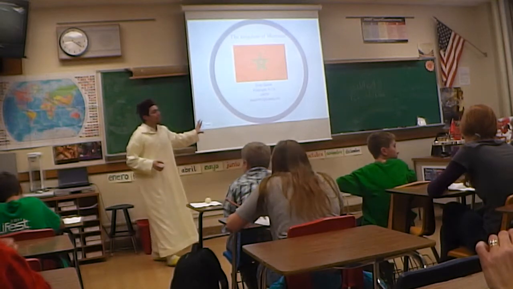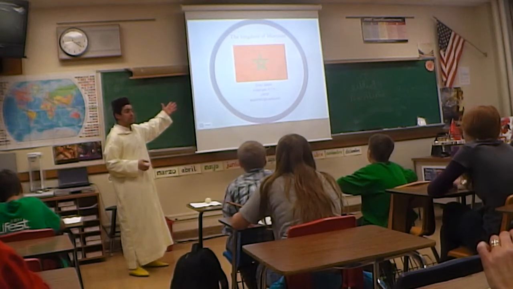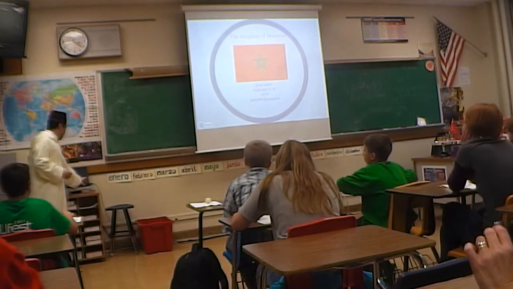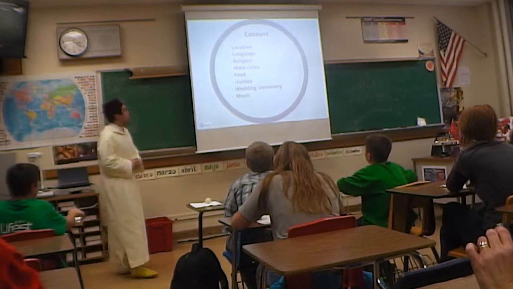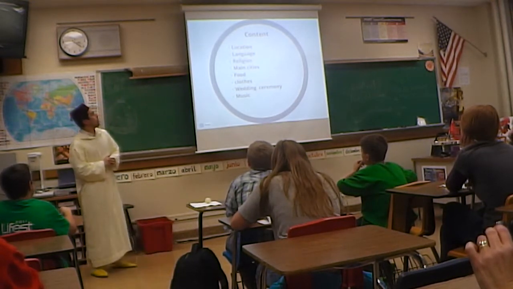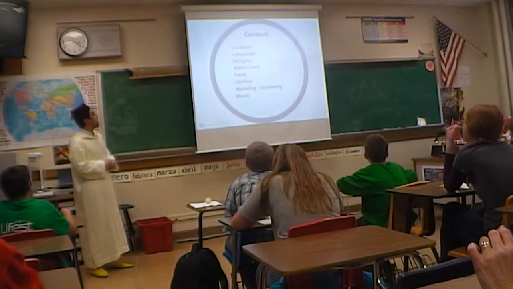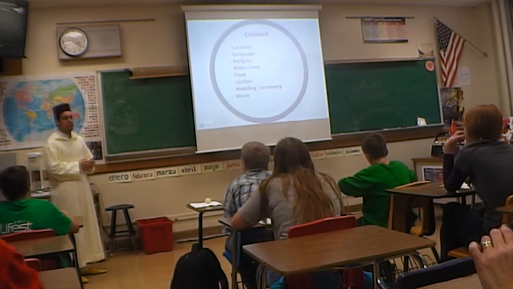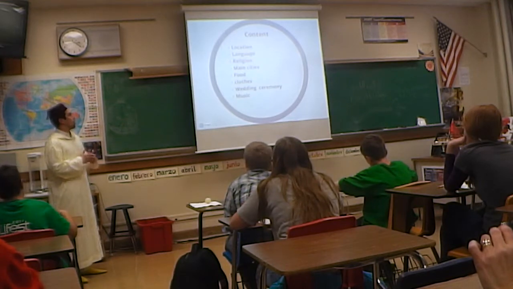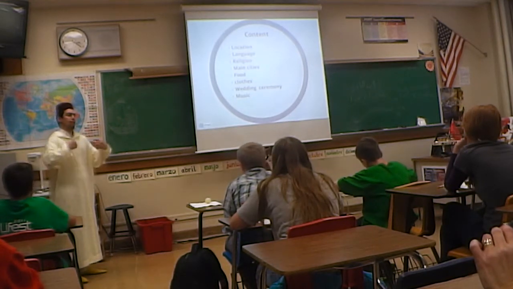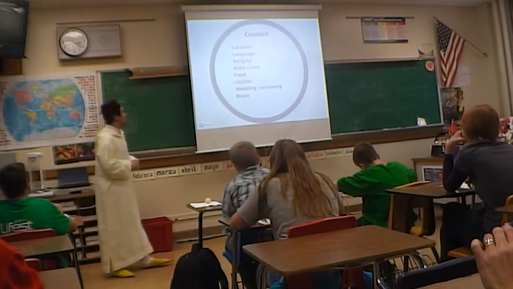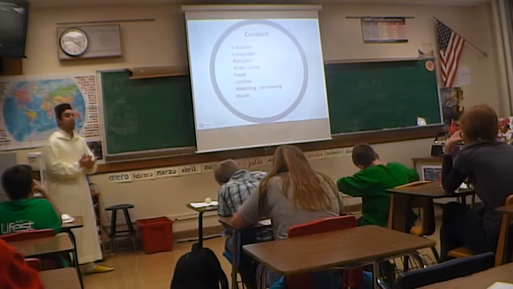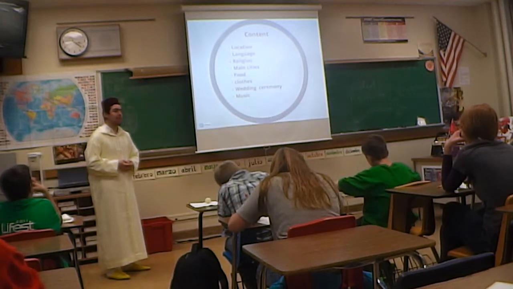So this is first the flag of Morocco. So I'm going to show you the contents that I'm going to tell you today. I'm going to show you the location of my country, the language, the religion. I'll show you some of the main cities in Morocco, and talk about food, clothes, even though I came with clothes. Then I talk about wedding ceremony and some types of music. Okay?